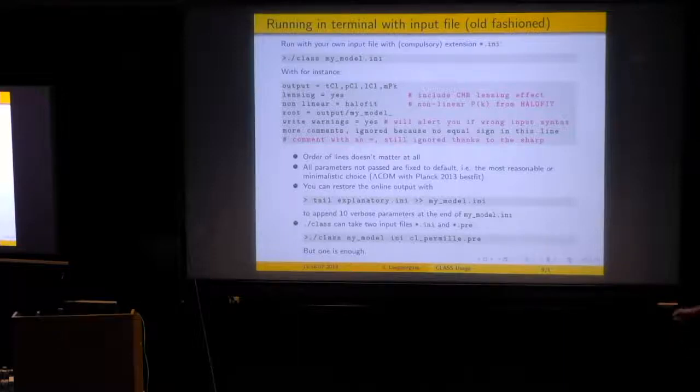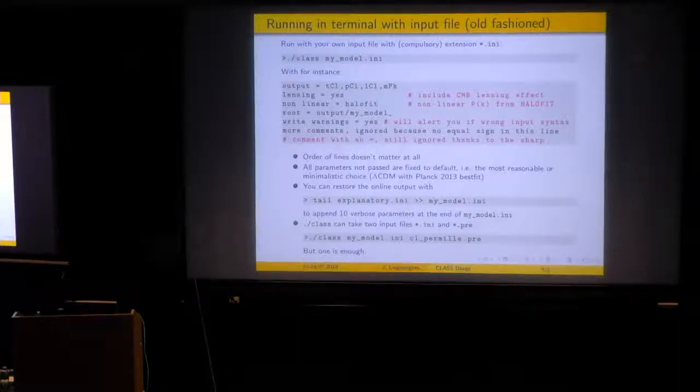You don't need to write the 10 lines manually with the risk of doing syntax errors. If you do tail explanatory append mymodel.ini, it will take the last 10 lines of this one and add this to your file. So the 10 verbose parameters set to 1 will be copied. So we do this a lot. It's why, in fact, we try to keep the number of verbose parameters to 10 such that this trick works. Okay, after doing this, if you rerun, you will have all these nice outputs.